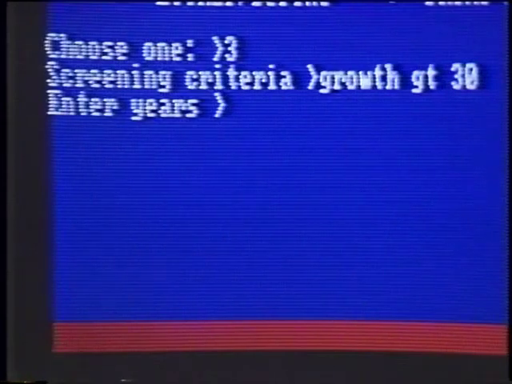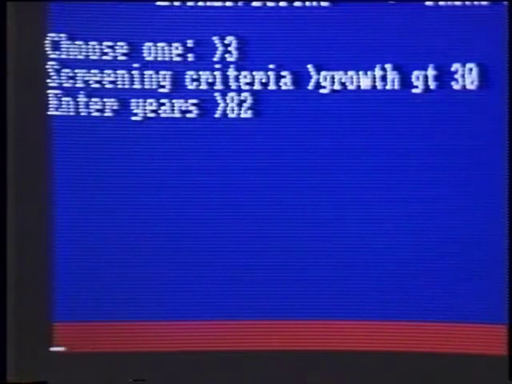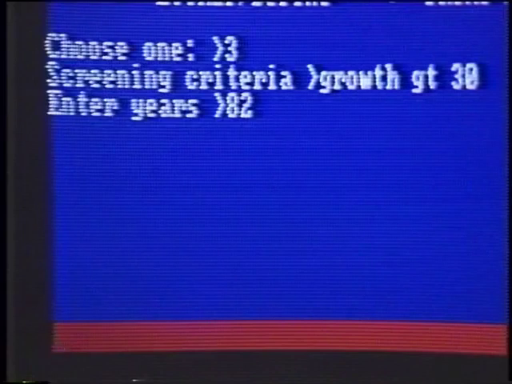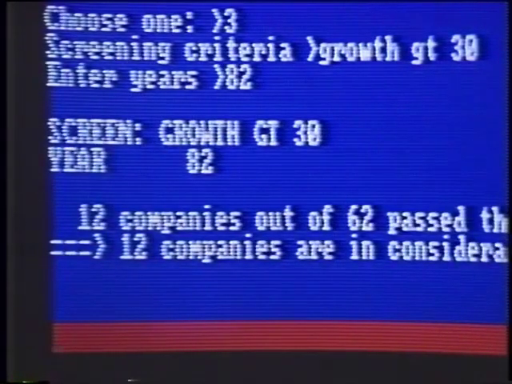Let's say it's over the period ending in 1982, since some of them may have different time periods that are sitting in there. So you're asking for a subset of those 62 which have a growth rate of 30% or more over the past 5-year period up to 1982. Compound growth rate. So we've seen that the EasyScan has given us 12 companies now in consideration.